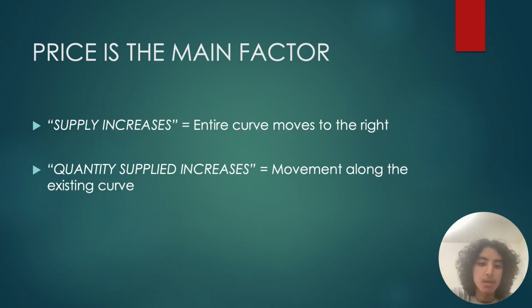Now there's two things that we need to keep in mind when we look at how a supply curve works, how the supply graph changes. So when the supply increases, the entire supply curve shifts to the right. But if the quantity supplied is being increased, that doesn't mean that the supply curve is moving. What that means is that the supply has increased from one point on a graph to another point on the same graph. So the graph entirely hasn't changed. It's the same graph, just moving from one point to another.